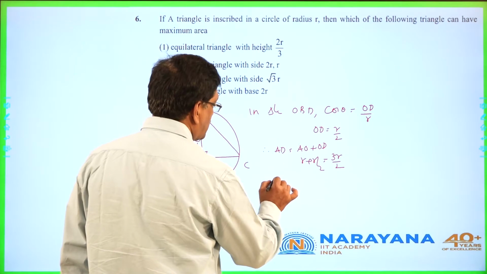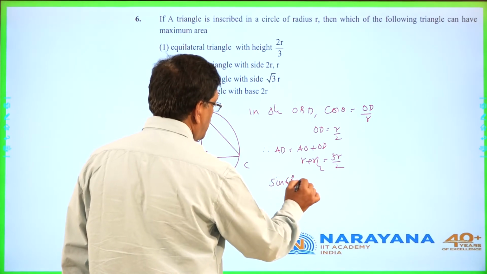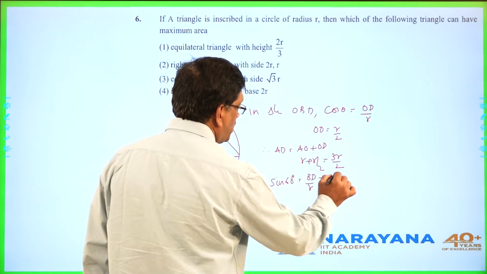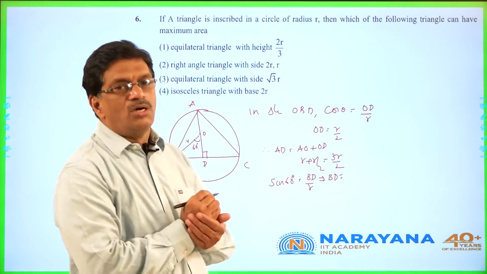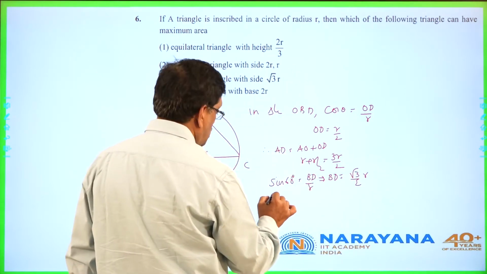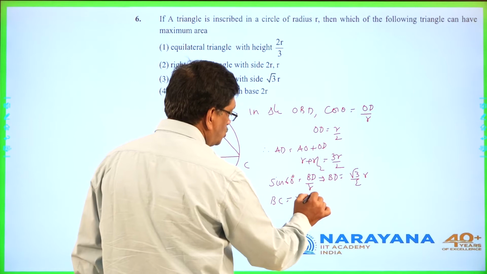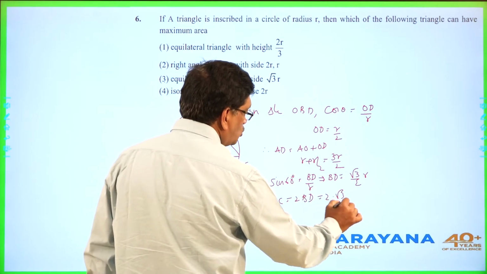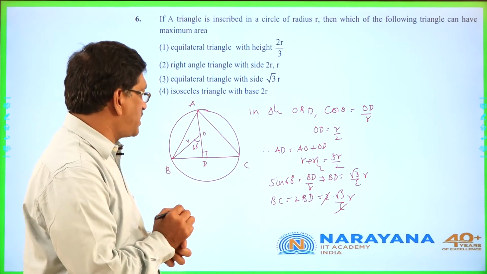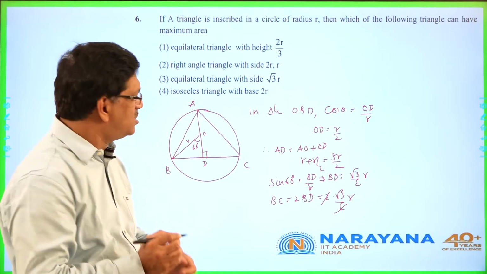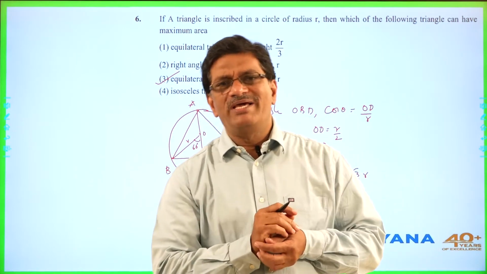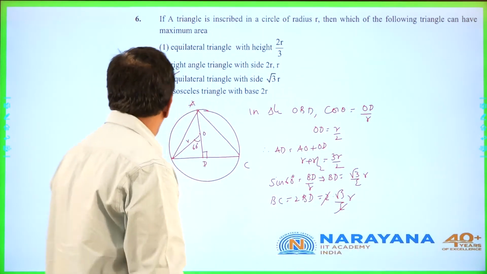So in the same triangle, what about sine 60 degrees? Sine 60 is BD by R. You mean BD equal to root 3 by 2 times R. Now BC equal to 2 BD, that is 2 into root 3 by 2 R. So the base of the equilateral triangle, all the sides, is root 3 R, that is this option. It is a general problem, related to your plane geometry only, right? Let us move on to the next question.